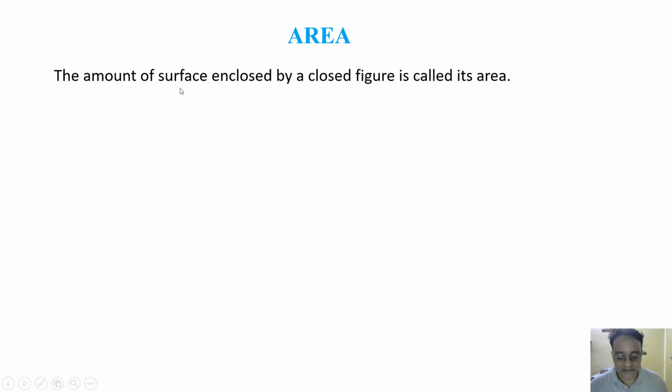The amount of surface enclosed by a closed figure. कोई भी closed figure. अभी फिलहाल मैं एक example बता रहा हूँ, देखो. Suppose this is a closed figure and the amount of the surface which is enclosed by this closed figure means this part, ये जो अंदर का part है, this part is called its area, right?